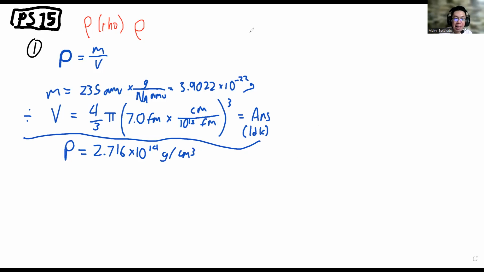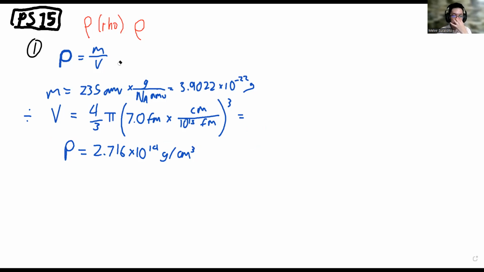Di mo pwedeng ilagay yan kapag sa mga formal na reports, yung kunwari answer equals I don't know. Oh, you calculate the volume here. Ito, yan, correct. Feeling ko, dinire-diretso mo siya sa calculator eh.